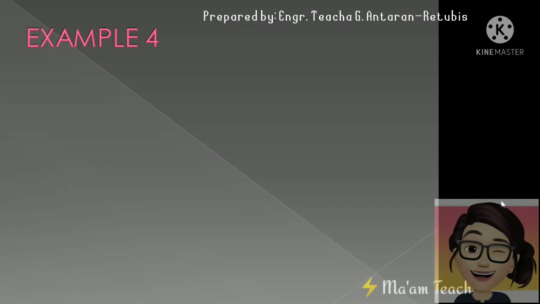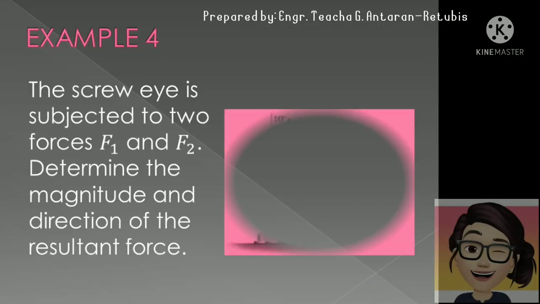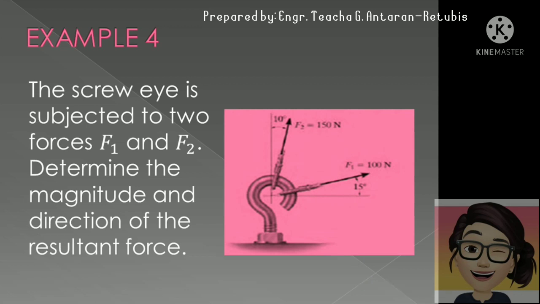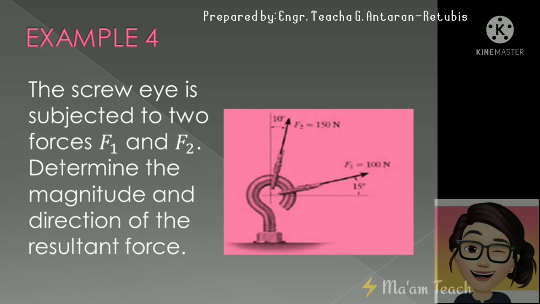Okay, here's our example number 4. Looking at the figure, we have a screw eye, and from that body there are two forces, F sub 1 and F sub 2. We have 100 Newton and 150 Newton. Take note that each of the forces is applied at a specific direction. F sub 1 is at 15 degrees with respect to the horizontal axis, while F sub 2 is applied 10 degrees from the y-axis.